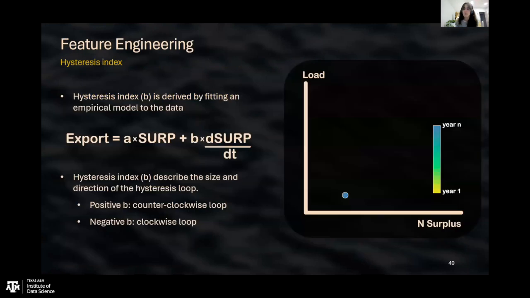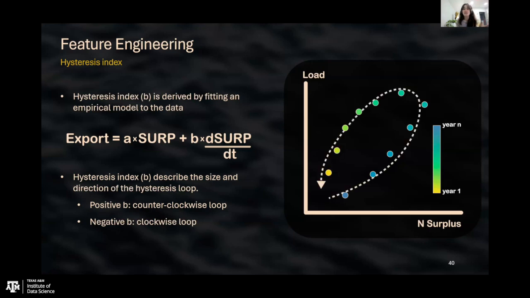The big crux of this, we did some feature engineering, and we calculated a hysteresis index. I'm showing you a hysteresis loop here, and it's essentially through time, as surplus goes up, the way that loads relate to surplus over time is different. So even though surplus is going down, it's not a linear relationship. It has this hysteresis loop. Without going into too much detail, it gives us insight into how nitrogen is moving through the landscape.